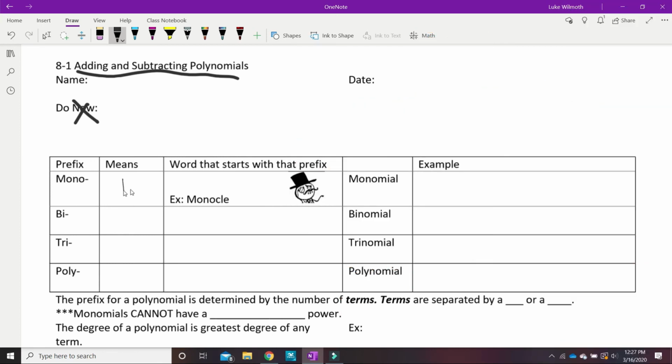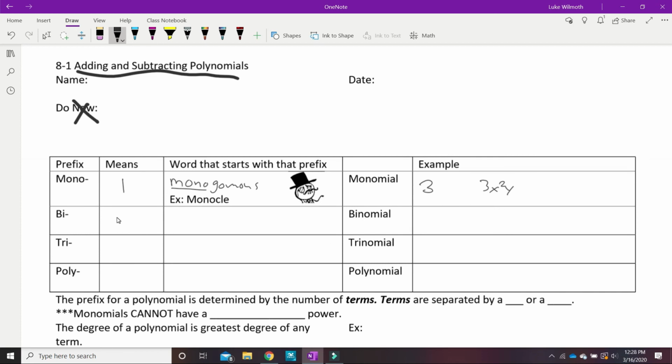Mono means one. So if we think about the word monocle, look at my fancy guy here. A monocle is glasses, but it's just on one eye because mono means one. We can think of lots of words that start with mono, like monogamous. It means that you're only going to marry one person, only going to be in a relationship with one person. So a monomial is going to just be one term. It could be something like 3, that's one term. Or it could be something like 3x squared y. Because there's no pluses or minuses, this is still one term.